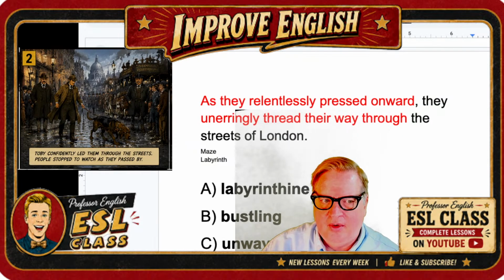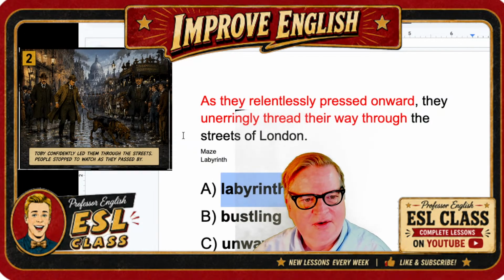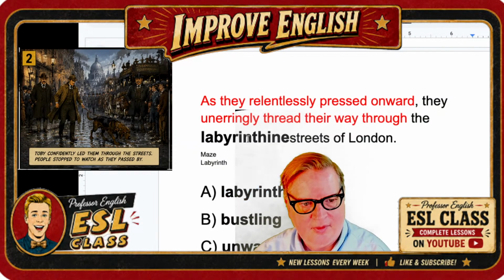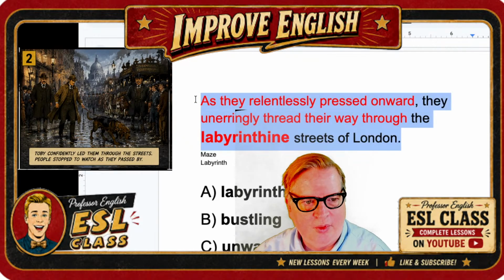The labyrinthine streets of London. So we can put it there. Now that sounds very fancy. So that means it's like a labyrinth, it's like a maze. You could get really confused trying to walk through.